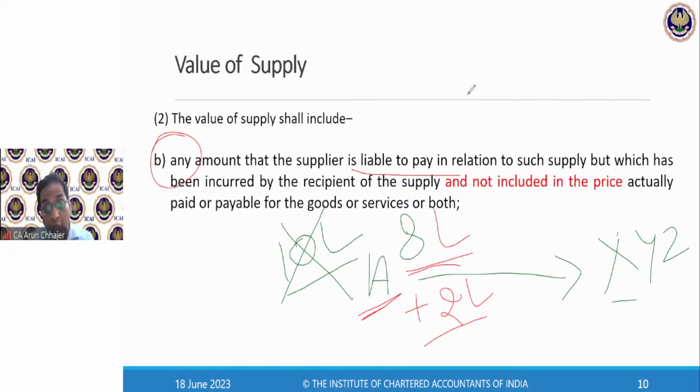The 2 lakh responsibility of the supplier, incurred by the recipient, is being excluded from the value. Clause B says such exclusion is not permitted. You have to add 2 lakh rupees and the GST needs to be paid on 10 lakh rupees. Sudhanshu, is it clear?